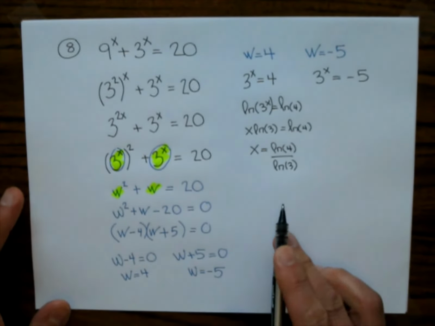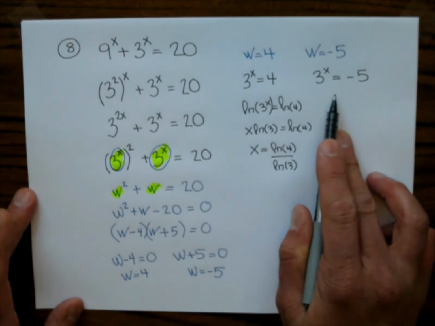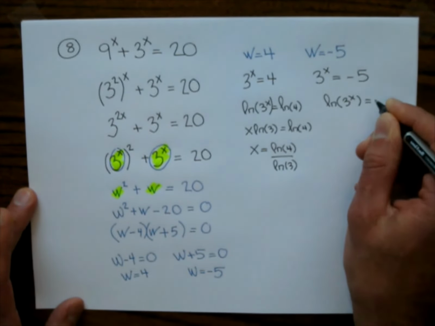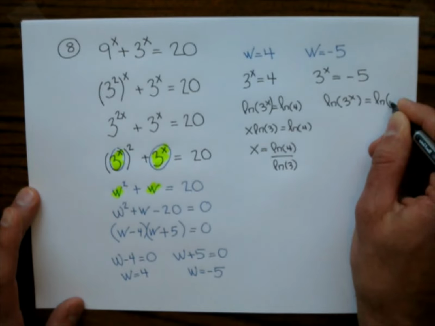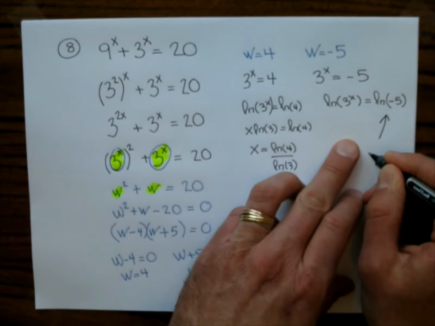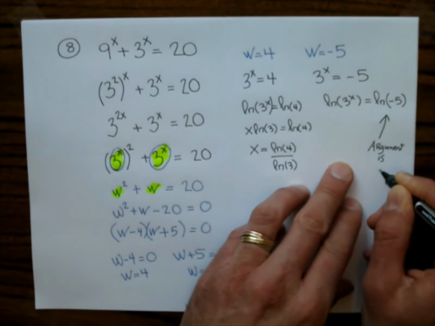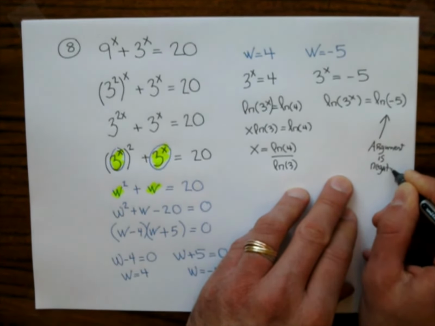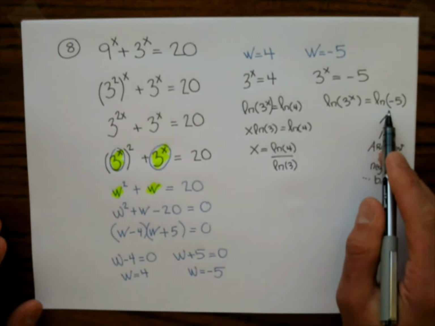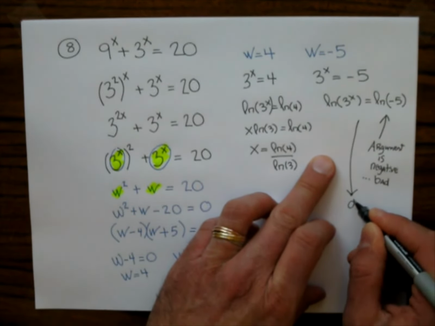Okay, so look what happens. X equals ln 4 over ln 3. Let's go ahead and ln both sides of this one. ln 3 to the x equals ln negative 5. So there's a problem right here. The argument is negative, which is bad. That means you can't do that. So this road right here that we're taking, this is a dead end.